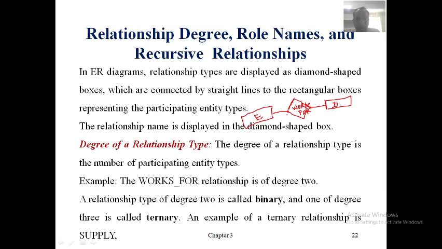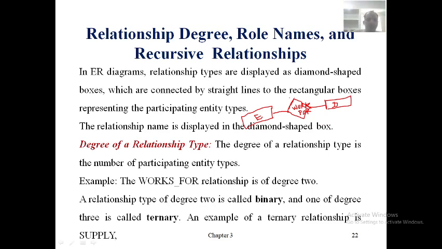I am asking you people. How many entity types are participating in this relationship type? Two, sir. Okay, that is called 2. 2 is the degree of this relationship type. Why? Because there are 2 entity types participating in the relationship type works for. Which are those entity types? One is the employee entity type and another one is the department entity type. Hope it is clear.